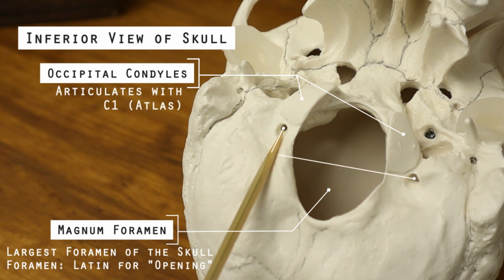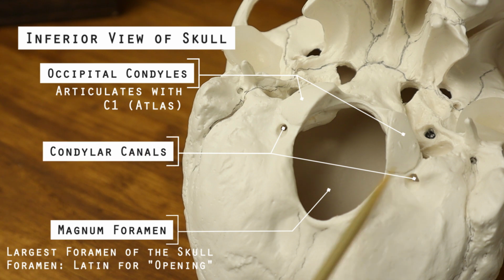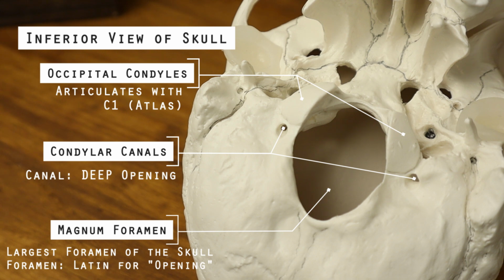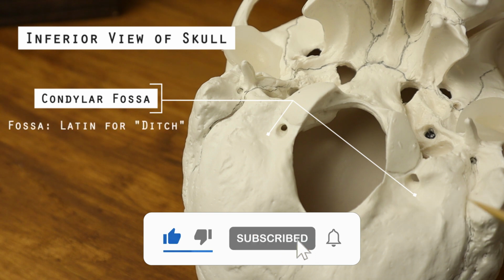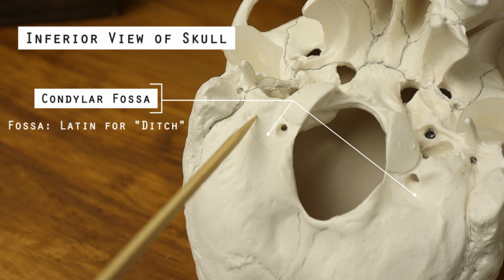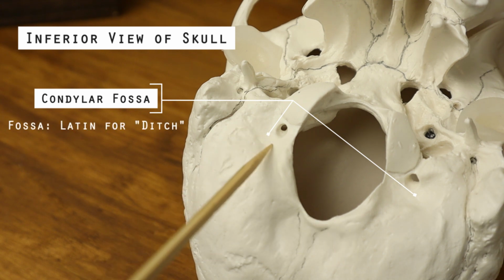Now, just below the condyles, we have openings called the condylar canals. Unlike a foramen, canals refer to a deeper opening, so it would be incorrect to call these foramen, but rather canals. And just below the canals, we have the condylar fossa. Fossa is Latin for a ditch. This refers to any depression or hollow structure on bones. In this case, the condylar fossa is more like a depressed structure here.